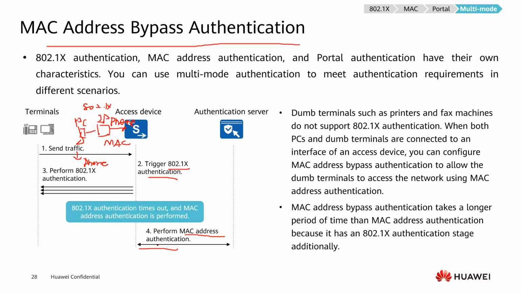So the IP phone will authenticate successfully by MAC address authentication. And if the traffic is sent from the PC, it will trigger 802.1x authentication first, and it will pass this kind of authentication successfully. So in this specific scenario, we can use MAC address bypass authentication for two kinds of terminals connected to one specific interface of one access device.